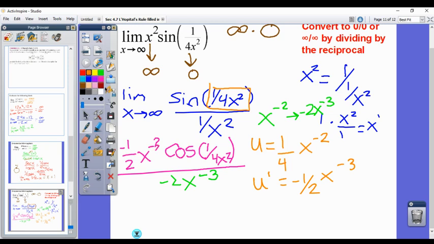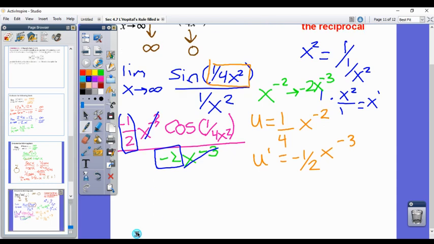Okay, so essentially, I'm going to get rid of my x to the thirds, and then I'm going to have negative 1/2 divided by negative 2, and that is going to give me 1/4. So I'm going to end up with 1/4 cosine over 1/4 x squared.